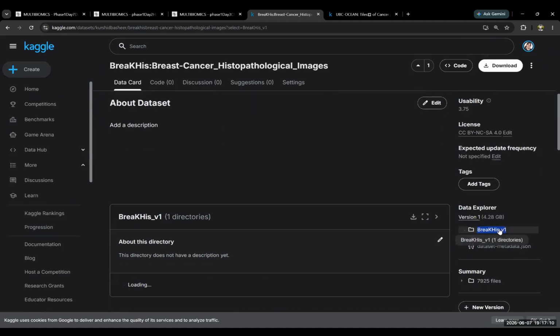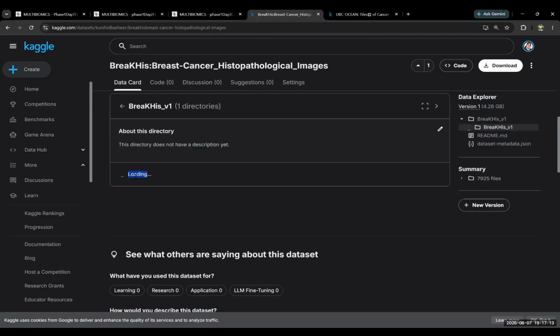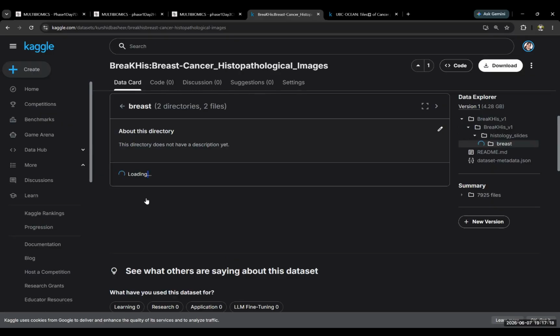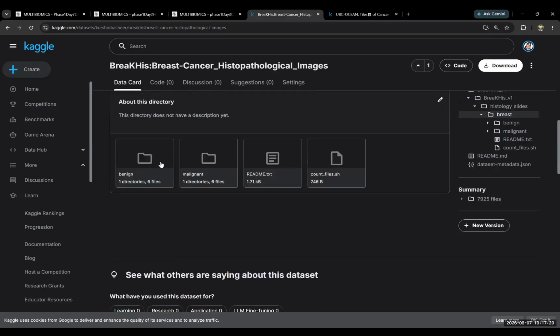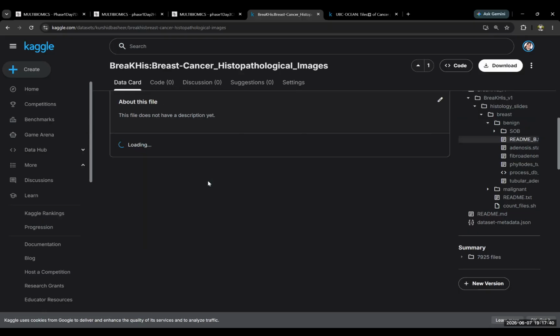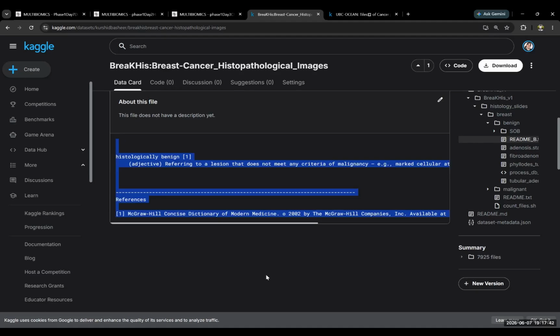So we'll go for the image folder. BreakHis version 1 and histology slides. Under the breast folder, we have got two image folders, and each folder has 6 files. The first is benign and the second one is malignant. Under benign, you see we have got so many readme text files. You see, readme. What do you mean by readme? It will give you all the information about this SOB folder.